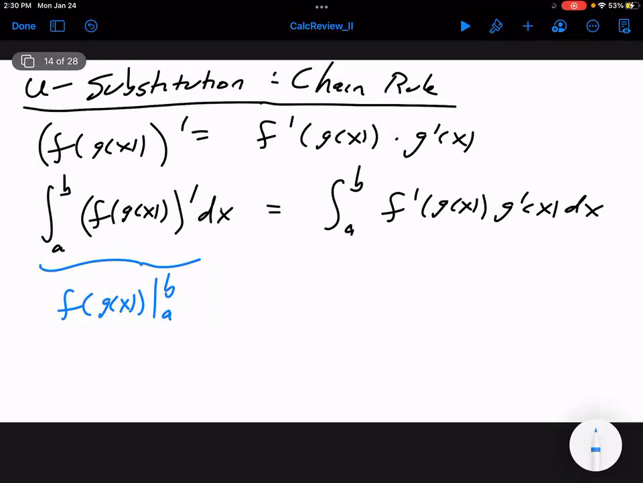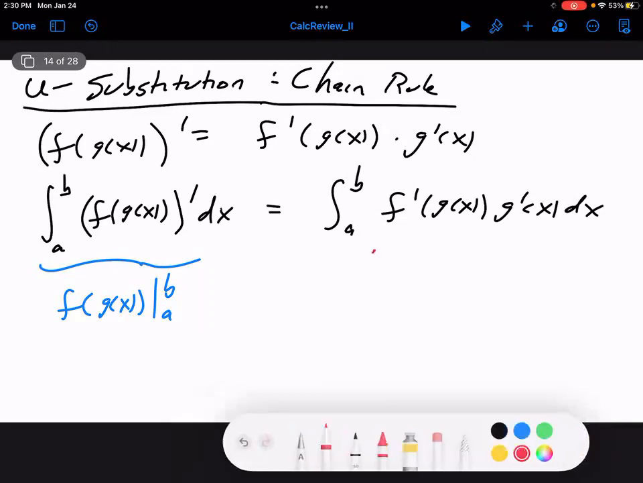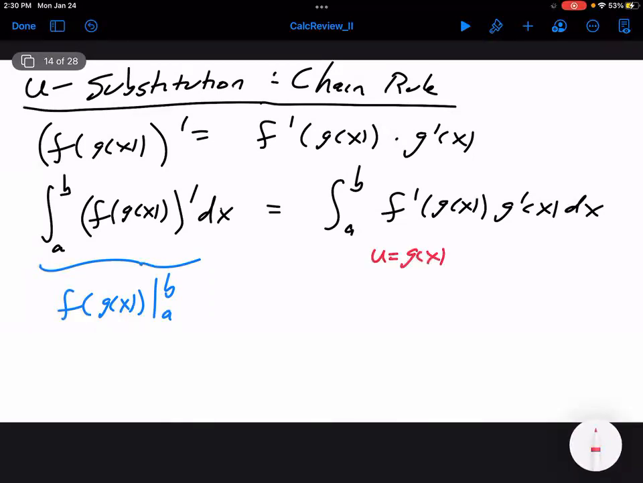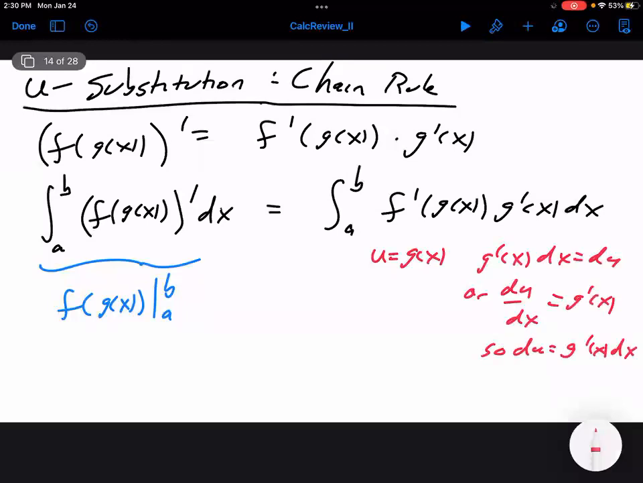And so if I happen to be fortunate enough to have something of the form f prime at g of x times g prime of x, well, then I immediately know that the integral is just f of g of x at those points. So what we frequently do is, it's called u substitution. We let u equal g of x. And so then g prime of x dx would be du, or du dx is g prime of x. So multiplying through gives us du equals g prime of x dx. We're just playing a little fast and loose with the math. But this is essentially what u substitution is: we replace g of x with u.